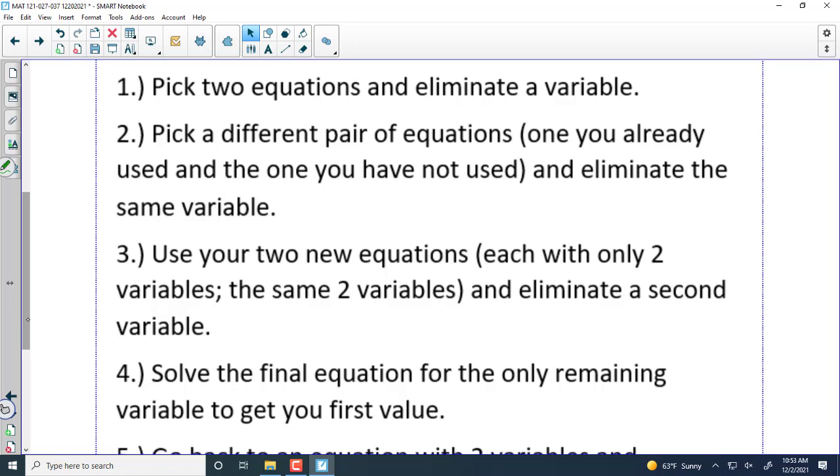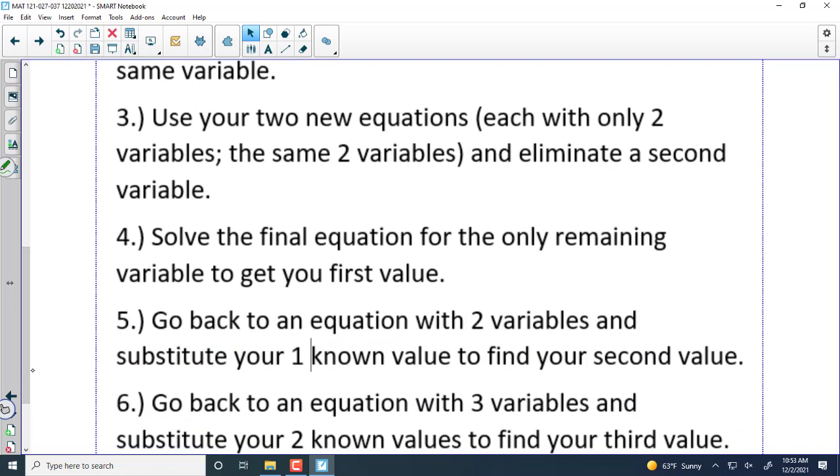Then you pick a different pair of equations. One of the ones you already used, one of them is the one you haven't used yet, and you eliminate the exact same variable by adding those equations together. What this will do for you is it will give you 2 new equations, each with only 2 of the variables, the same 2 variables in them. Then you eliminate a second variable.